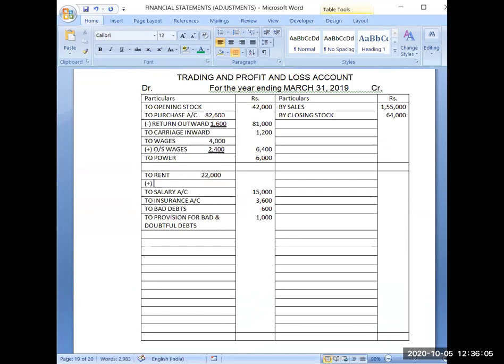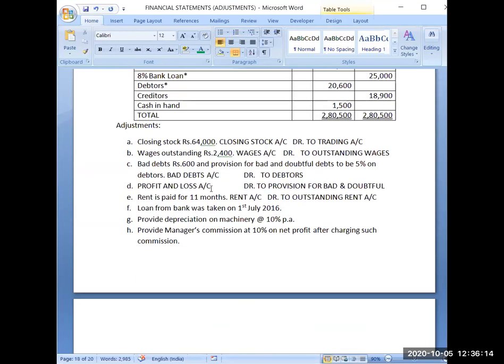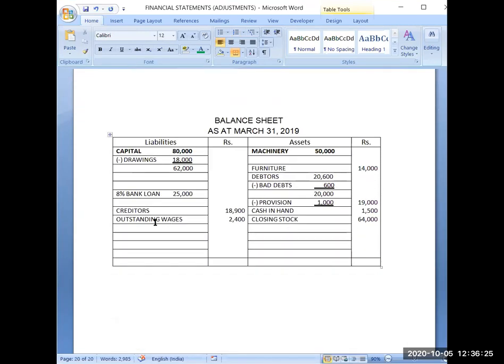Plus outstanding rent. I will be calculating the amount. Now, second part of the adjustment is that it is credited to outstanding rent account. So outstanding rent means it is a personal account and it is your liability. That's why it will go to the balance sheet liability side, outstanding. This way, if you will be reciting the rules, each and everything, your concept will be clear.